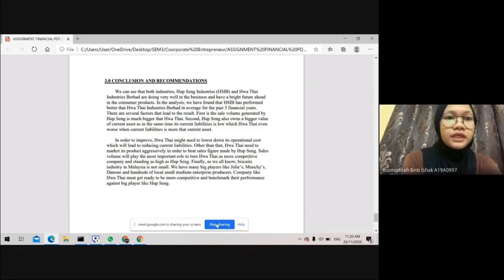Sales volume will play the most important role in turning Huatai into a more competitive company, standing as high as Hubseng. Finally, as is well known, the biscuit industry in Malaysia is not small. We have many big players like Julie's, Munchy's, Done, and hundreds of local small and medium enterprise producers. A company like Huatai must get ready to be more competitive and benchmark its performance against big players like Hubseng.